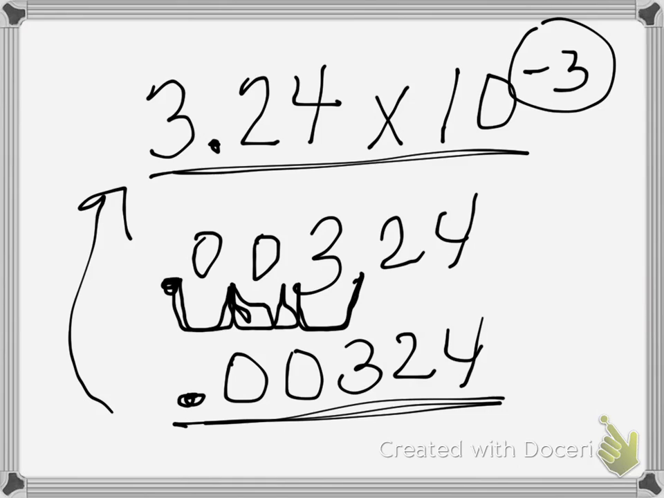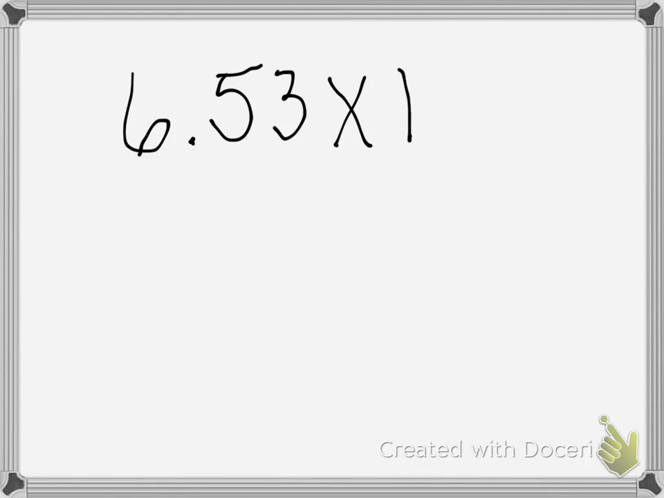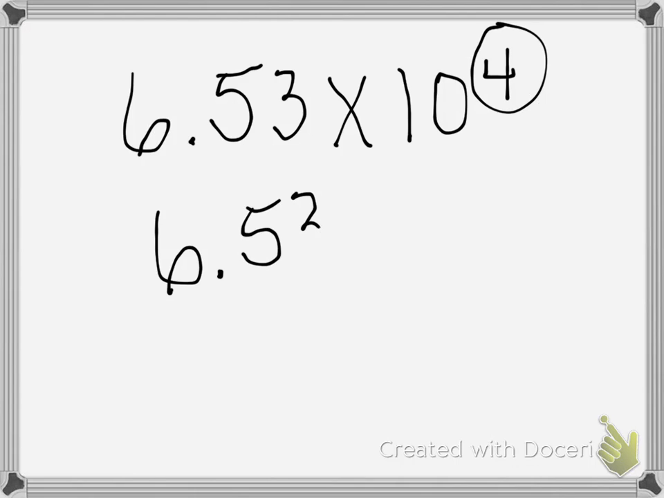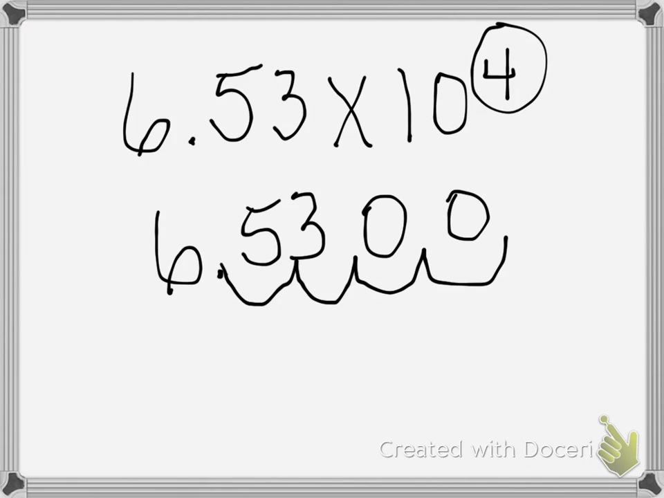Okay? Now let's go to a positive scientific notation. Say, for instance, my scientific notation was this. Okay? So when it's a positive exponent, remember the number is greater than 1, right? So this becomes 6.53, right? And then now I have to make this bigger. So that means I go to the right. 1, 2, 3, 4. Okay? So now I place my zeros in my humps.